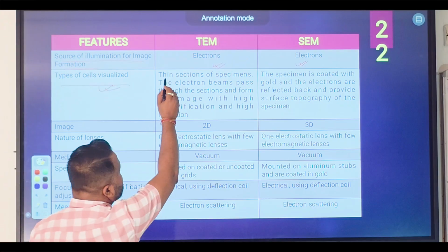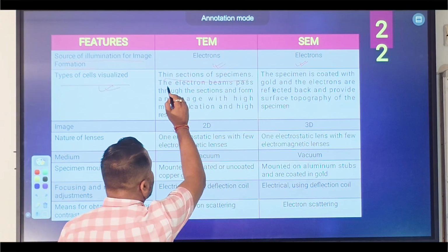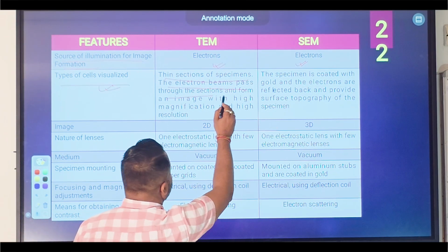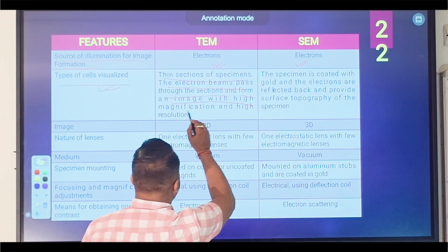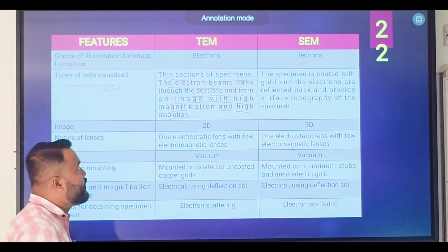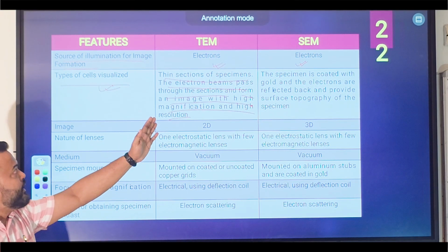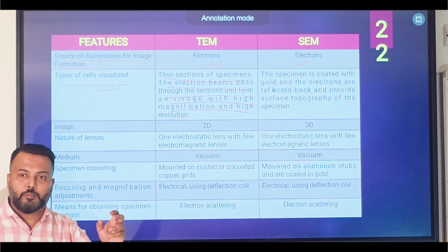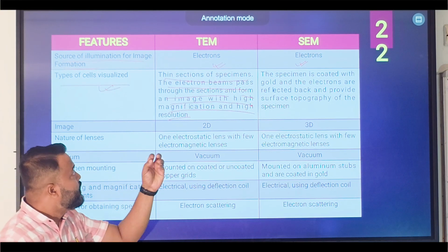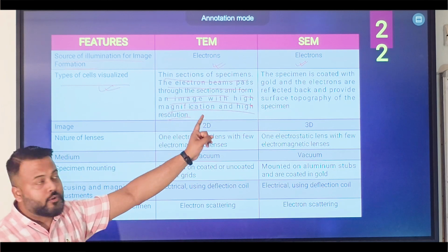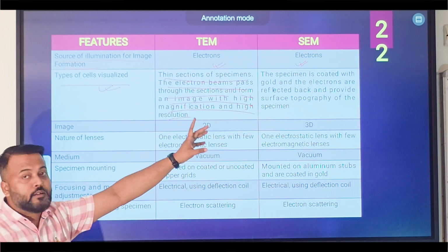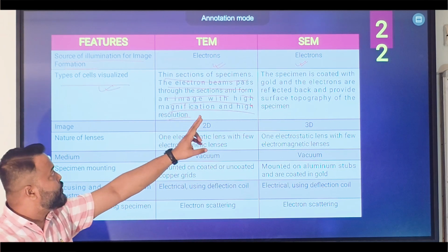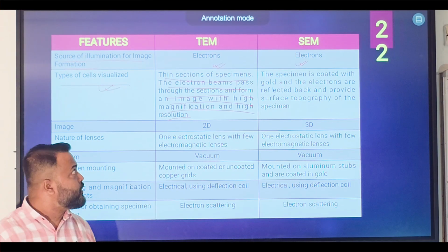Here in TEM you can see thin sections of specimens. The electron beams pass through the sections and form an image with high magnification and high resolution. So what happens in this case is that the specimen needs to be very thin. Whatever specimen you are providing needs to be very thin so that the electron beams can pass through the specimen and form an image with high magnification and high resolution.